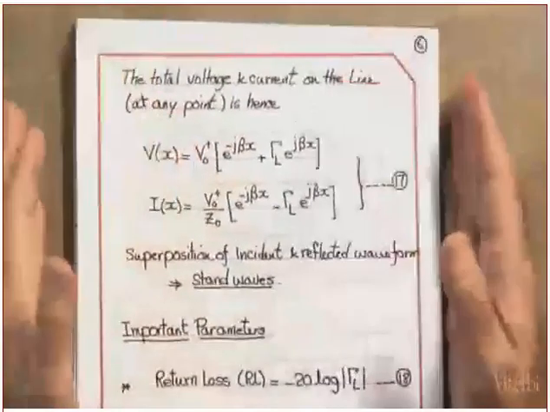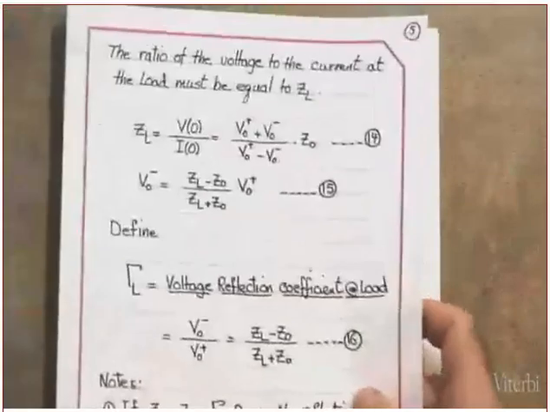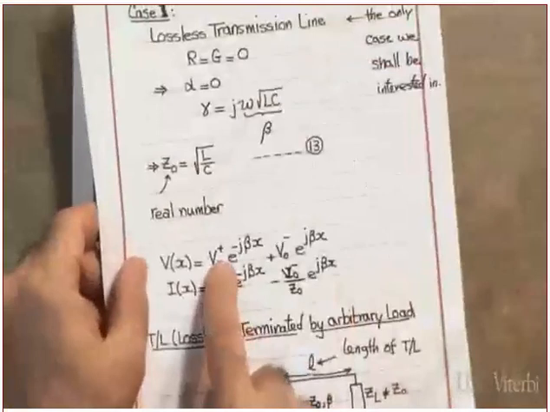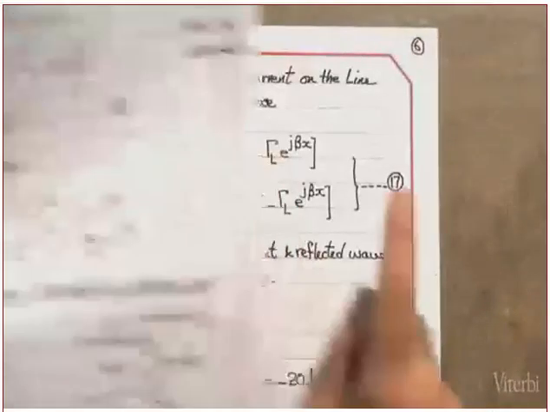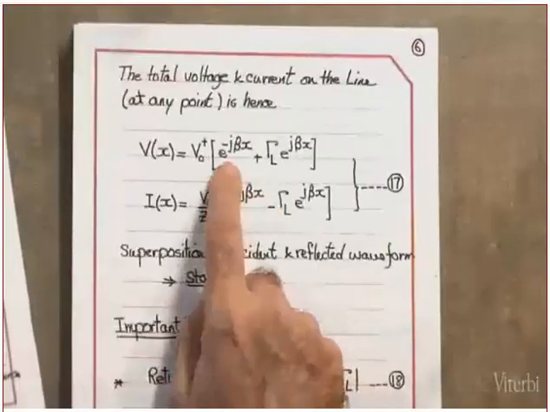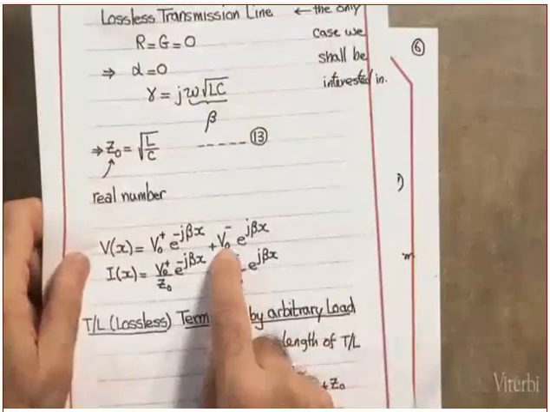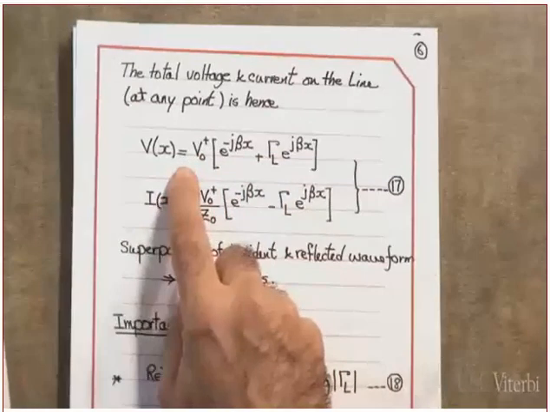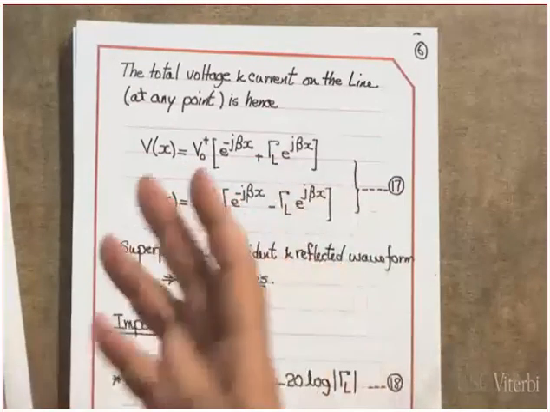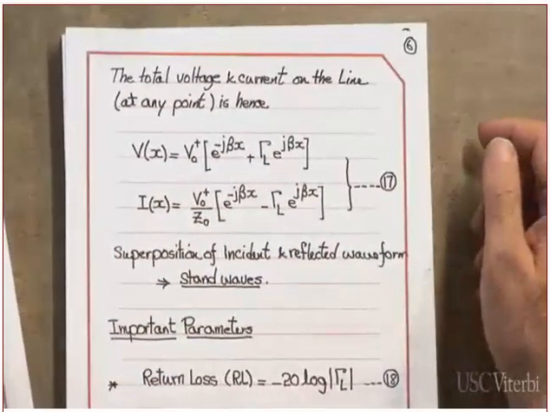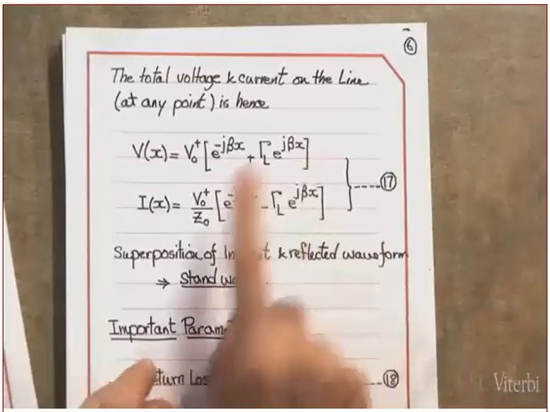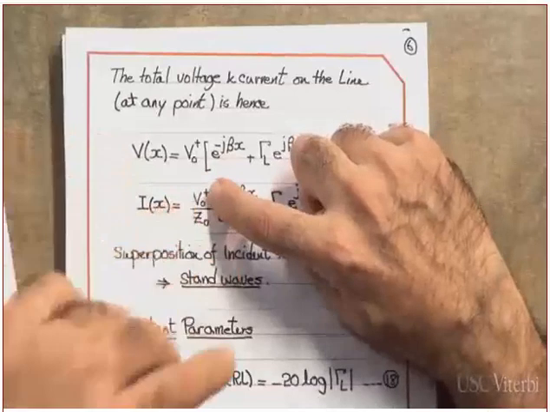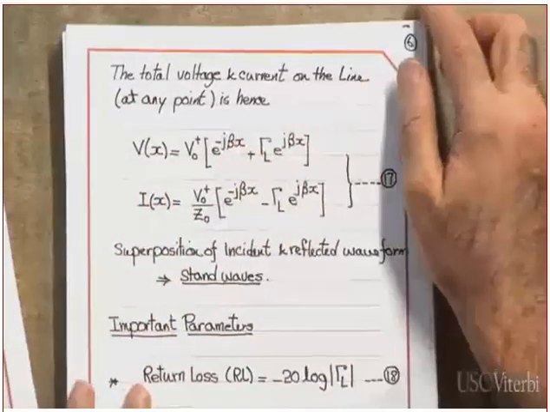Okay, now on the line. Now let's get back to the equation of the line. Where is the equation of the voltage? So there's the equation. V of X is equal to what? V0 plus, e to the minus jBX, and instead of V0 minus, what did I plug? Gamma L times V0 plus, because V0 minus is gamma L times V0 plus. Yes? So I write it this way. And the same thing with the current. So now everything is in terms of what? V0 plus. The V0 minus is gone. Clear? Okay, good.